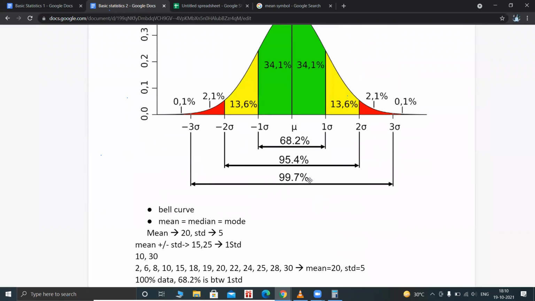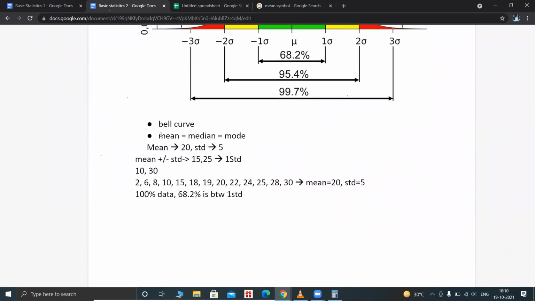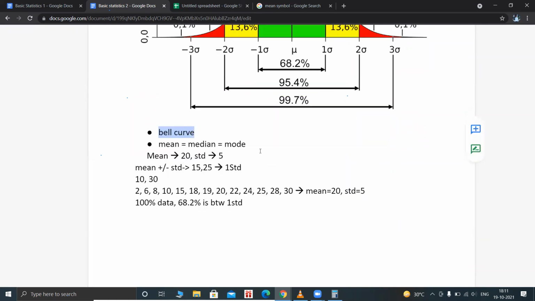99.7% of the data lies within 3 standard deviations from the mean, right? So this is what basically tells how the normal distribution curve goes. It is also called a bell-shaped curve, like a bell form. The distribution is symmetrical around the mean.